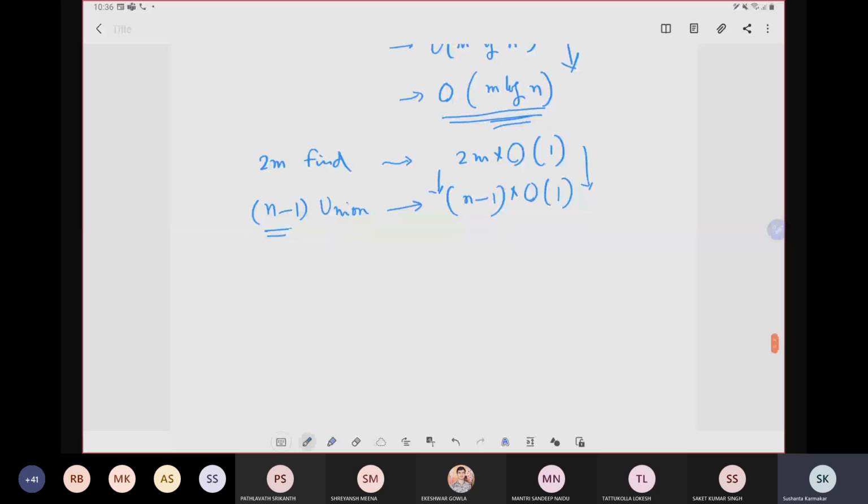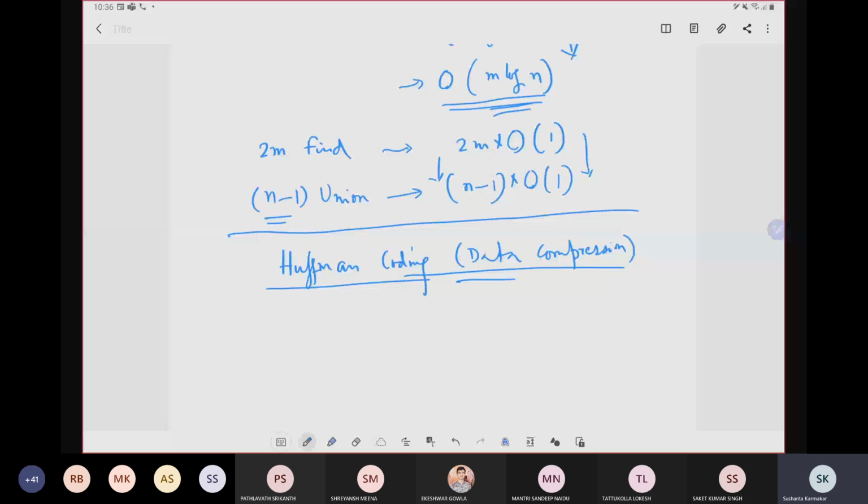There is one more thing to be done for greedy. There are many things actually, but we leave it for the time being. One thing I will suggest for self study is Huffman coding. Huffman coding is used for data compression. This is again another greedy algorithm. I will request you to study it yourself because it is not very difficult.